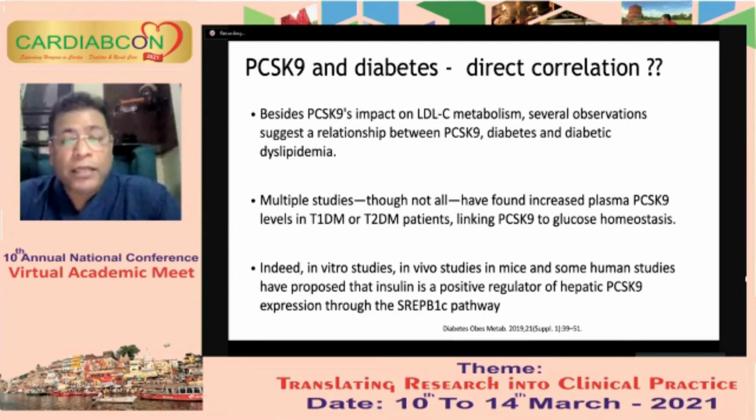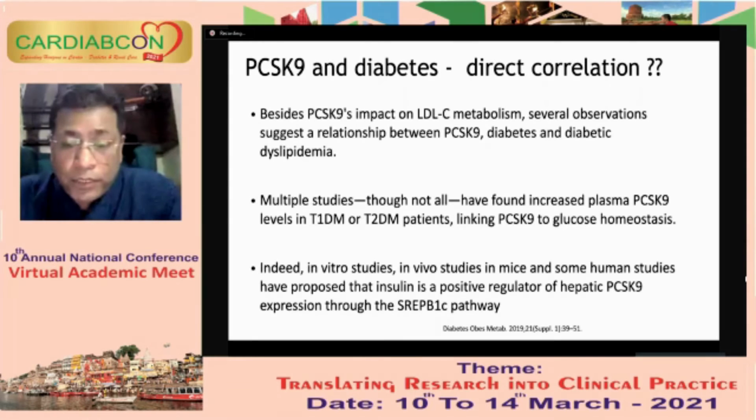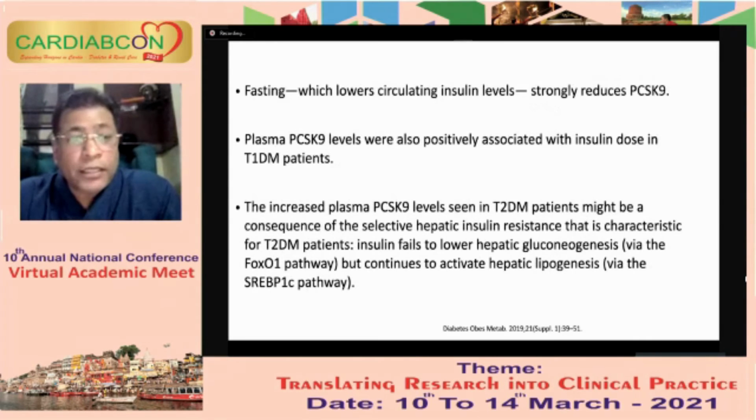In vitro studies, in vivo studies in mice and some human trials have proposed that insulin is a positive regulator of hepatic PCSK9 expression. When we are fasting, it lowers circulating insulin levels and also strongly reduces PCSK9. So there is a direct correlation. PCSK9 levels were also positively associated with insulin dose in type 1 diabetes patients. And the raised PCSK9 levels in type 2 diabetes might be a consequence of the selective hepatic insulin resistance that is characteristic of type 2 diabetes patients.